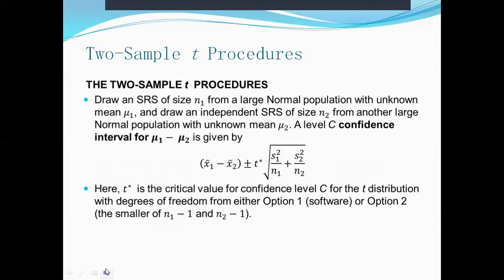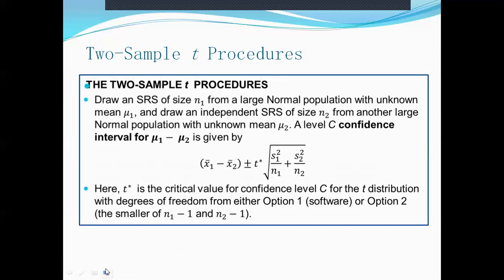Here, t star is the critical value for confidence level C for the t distribution with degrees of freedom from either option 1, software, or option 2, the smaller of n1 minus 1 and n2 minus 1.